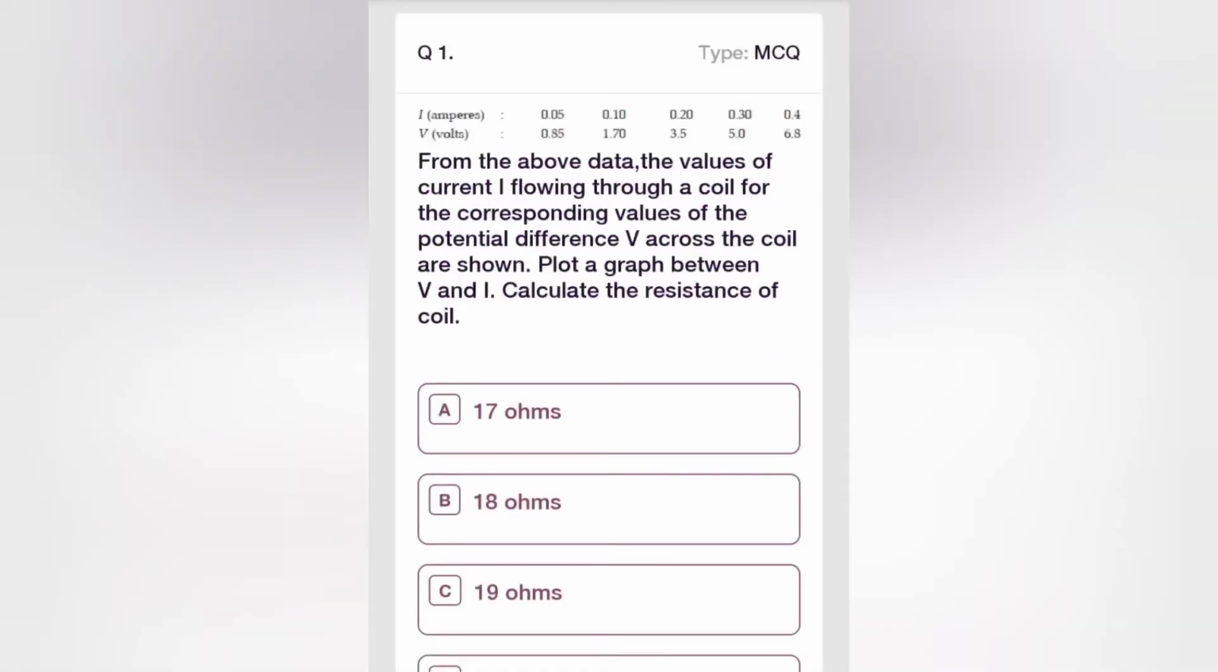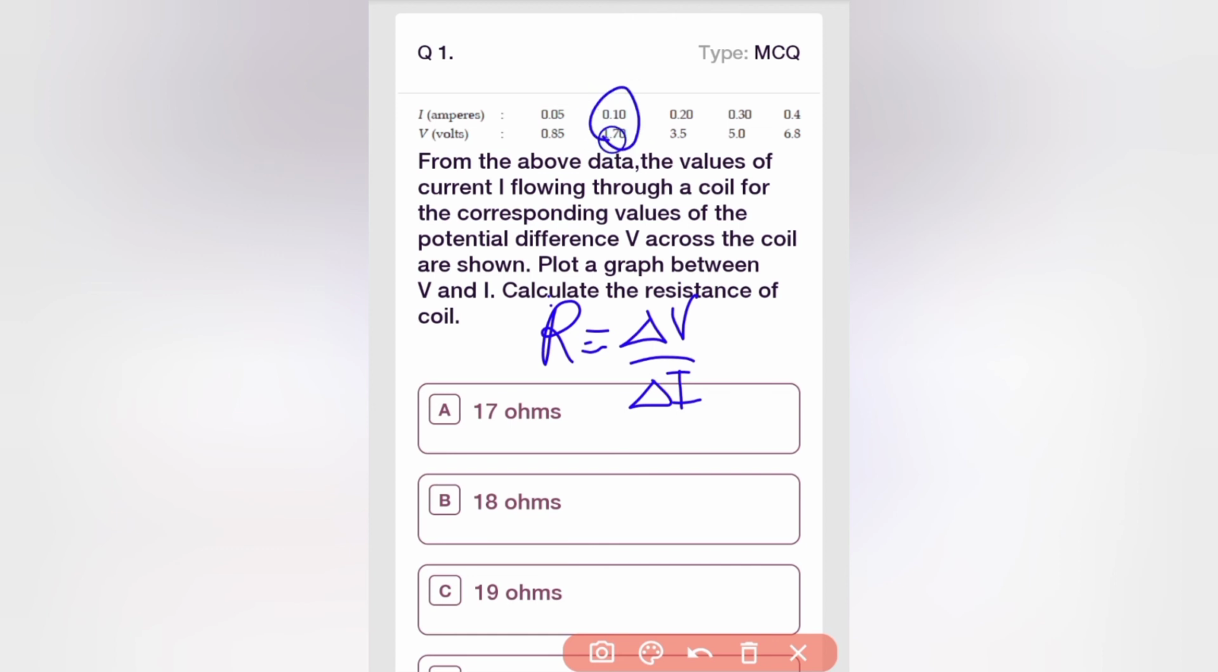From the above data, the values of the current flowing through a coil for the corresponding values of the potential difference across the coil are shown. Plot a graph between V and I. Calculate the resistance of the coil. Here they have given the data of voltage and current, so we need to find the resistance. How to calculate resistance? The formula for resistance is R is equal to delta V divided by delta I. We can plot the graph, or directly from the data we can write. Any one value we can take, so here I am considering the second value.